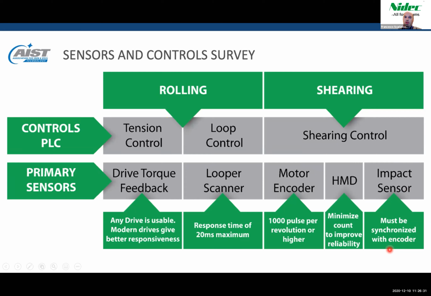For what concerns the impact sensor, the shear impact sensor is used to synchronize the incremental encoder signal to the knife position. Some mills use an additional encoder for detecting the knife position. Either can be used. Signals are interlocked with the automation system so that the shear does not cut in the middle of the billet or at other incorrect times.